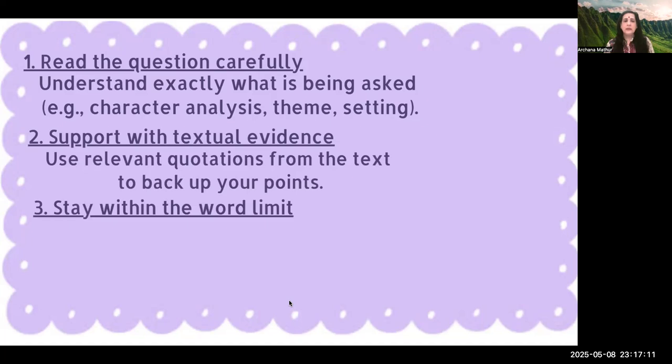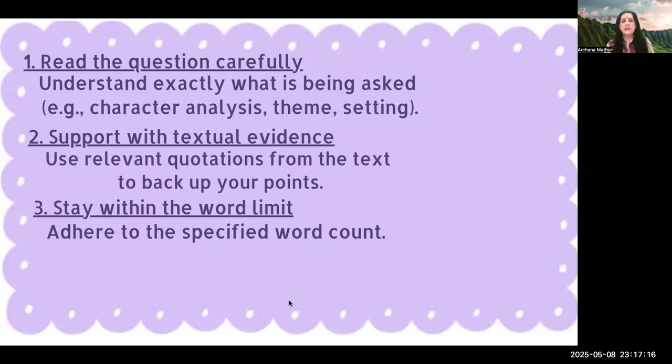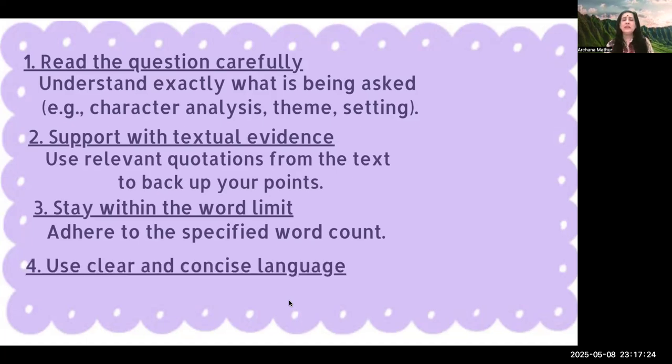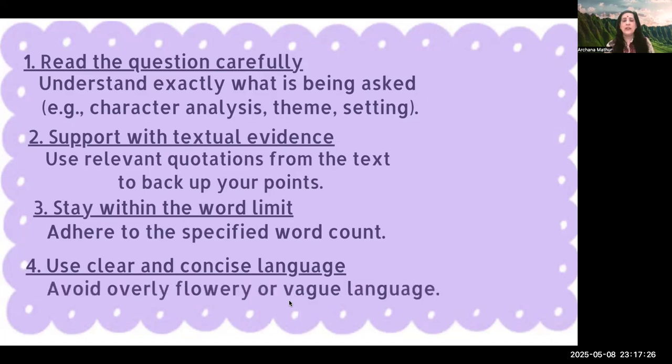Stay within the word limit. Usually in the question paper, the word limit is mentioned. So adhere to the specified word count. Do not exceed the word limit and don't keep it too short either. Use clear and concise language. It should not be very flowery or vague language. I mean, you write a word whose meaning is also not known to you. So keep it simple, but explain the answer in the best possible manner that you can, but avoid too much showy or flowery language.